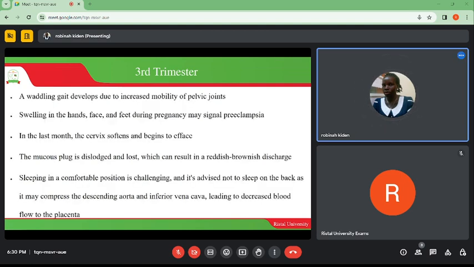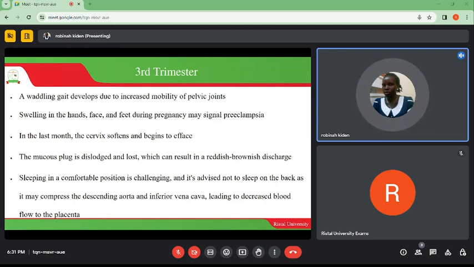There's also a waddling gait, which develops due to increased mobility of the pelvic joint. So you find that the mother's shoulders are pushed backwards, and the middle of the back is pushed forward to make sure that she balances.